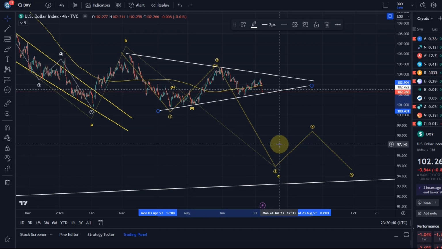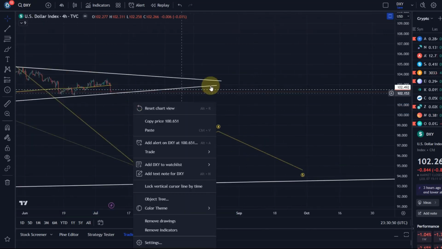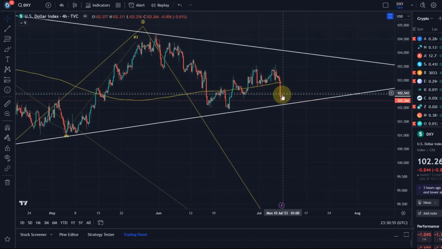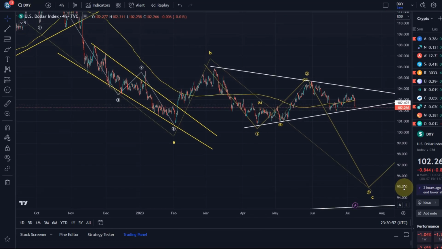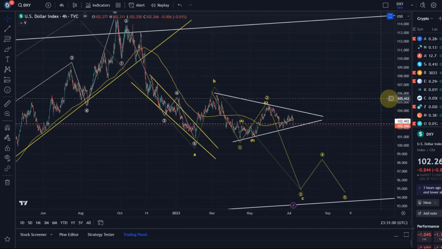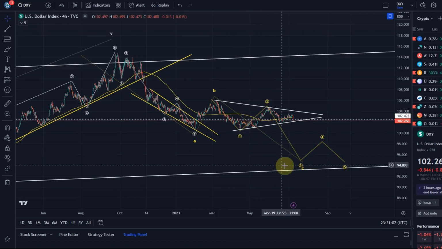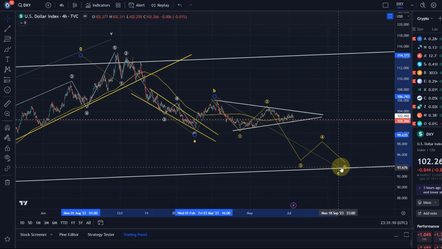Overall on the DXY, if you watch my previous videos, the focus is on the downside. There is short-term upside potential, but with the latest drop towards the end of the week, the upside potential has certainly become less likely. Let's talk about the different wave counts. As I explained in previous videos, we're looking for the DXY to reach the low $90 region.